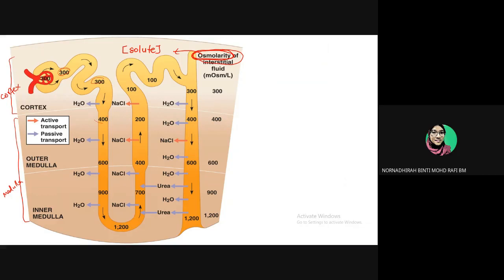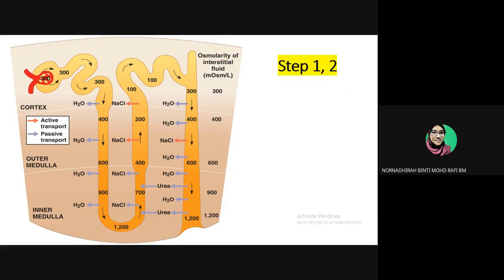Okay, maksudnya bila nombor ni sangat tinggi, maksudnya osmolarity or the concentration of solute sangat tinggi. However, water potential sangat rendah. Itulah dia yang kita nak tunjuk. Okay, so macam mana counter current multiplier mechanism ni berlaku? The first one, okay, kita tengok step by step. The first one is, okay, the filtrate that enters the loop of Henle is isotonic to the interstitial fluid.